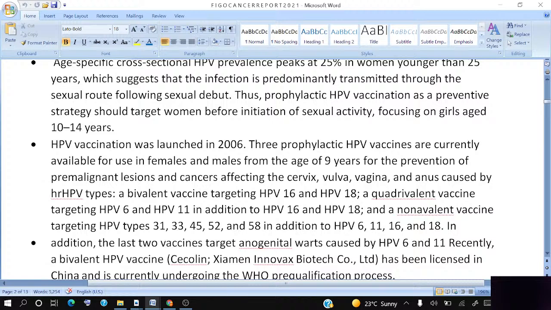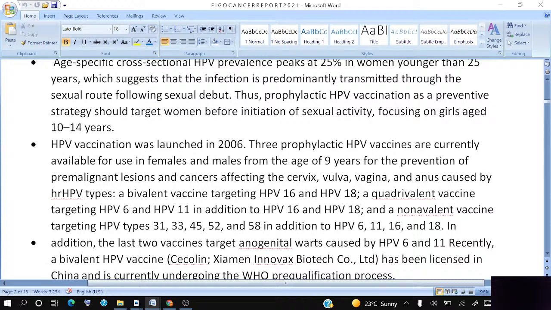These are pre-malignant lesions and cancers affecting the cervix, vulva, vagina, and anus caused by HPV types. The bivalent vaccine targets HPV 16 and 18, and the quadrivalent vaccine targets HPV 6 and 11 in addition. The nonavalent vaccine additionally targets other types like 31, 33, 45, 52, and 58, on top of HPV 6, 11, 16, and 18.